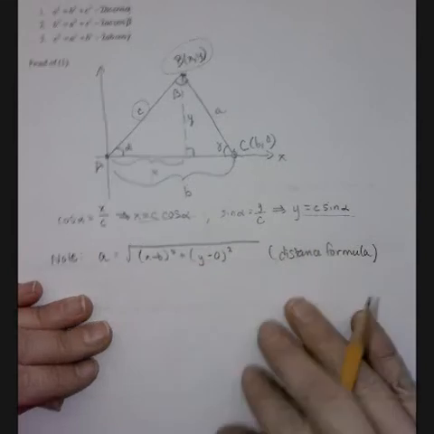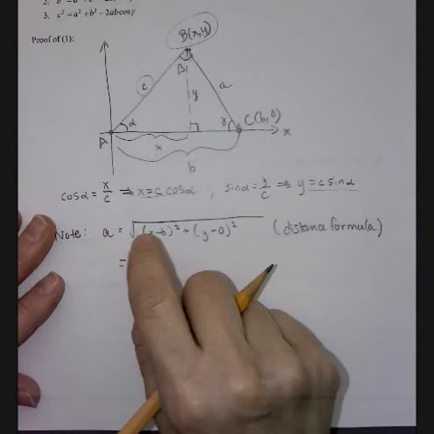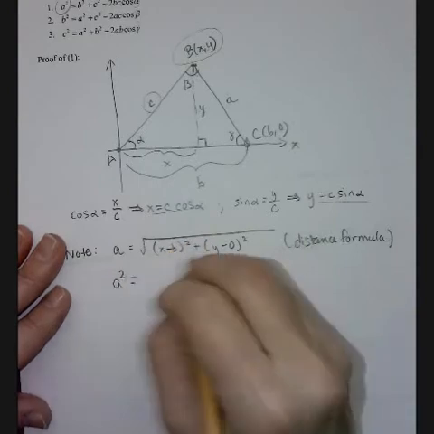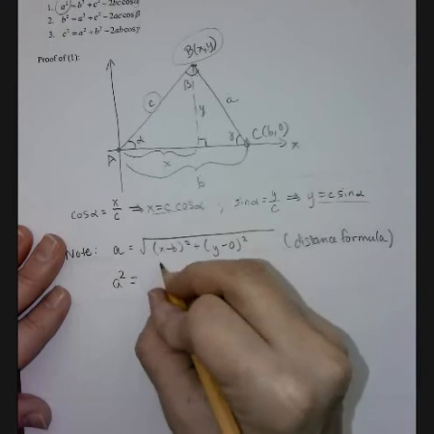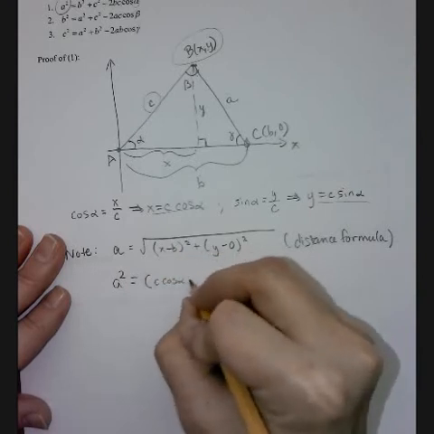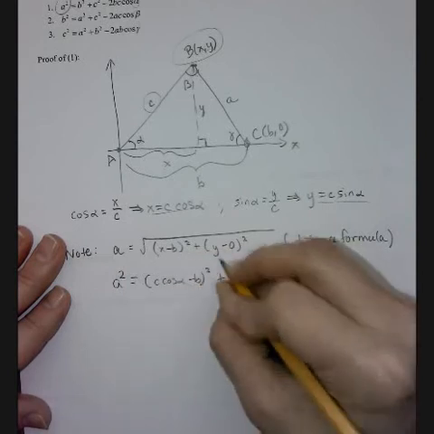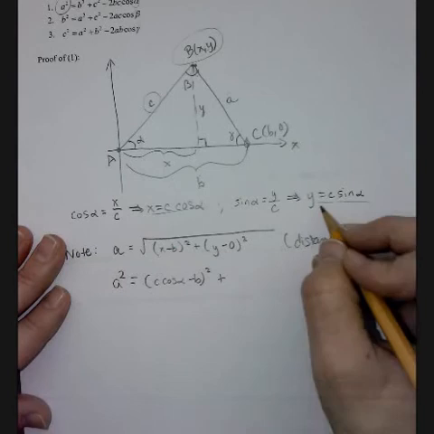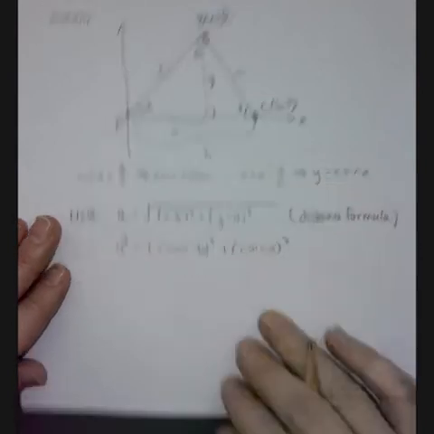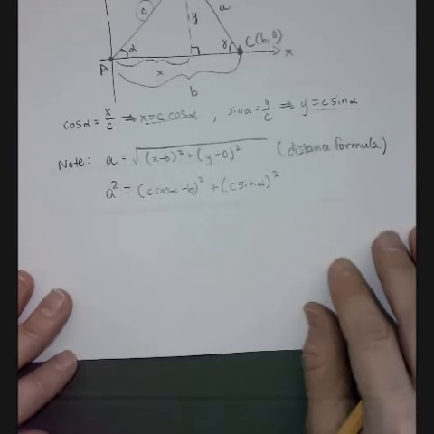So this is equal to, and actually I'm going to square both sides because notice in the formula this is squared. So if I square both sides, that gets rid of this radical. Okay, so x is c cosine alpha, and I've got minus b squared plus, and y minus 0 is just y, but I'm going to replace it with c sine alpha squared. And when we do the algebra here, you're going to see that we're going to pick up the formula.